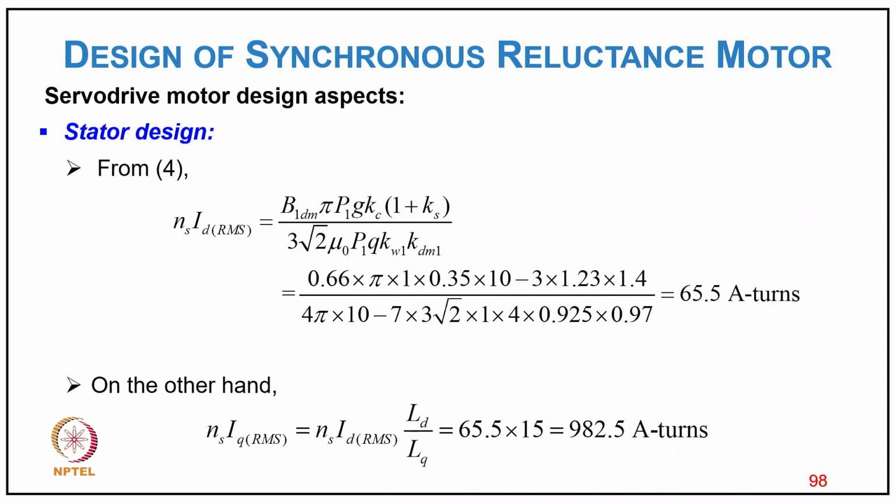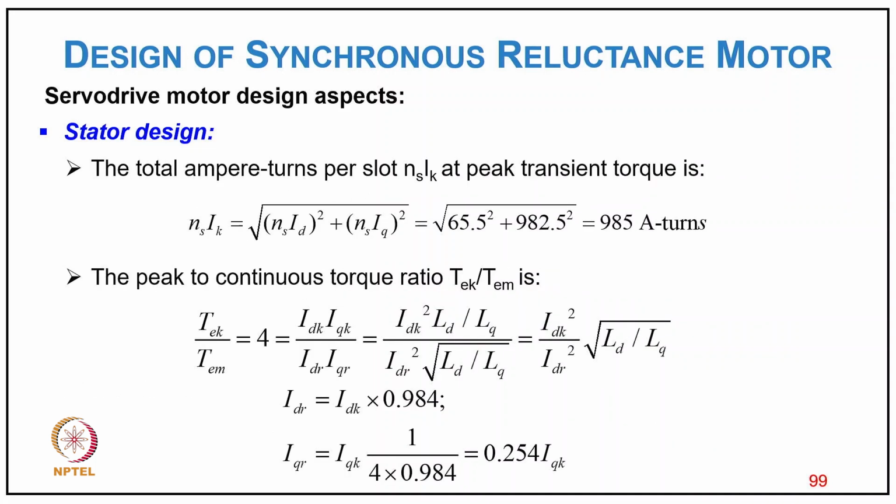Ns is the number of conductors per slot. So from this, Ns into IdS RMS equal to V1 pi D g1 Kc 1 plus Ks upon 3 under root 2 V0 p1 q Kw1 Kdm. Putting a value, it comes 65.5 ampere turns. On the other hand, NsIqs, putting a value in NsId into LD upon LQ, comes 982.5 ampere turns. And total ampere turns per slot, NsIk, is under root NsId square plus NsIq square. So putting values, it comes 985 ampere turns.